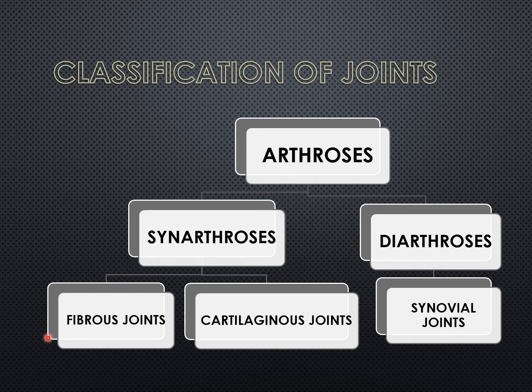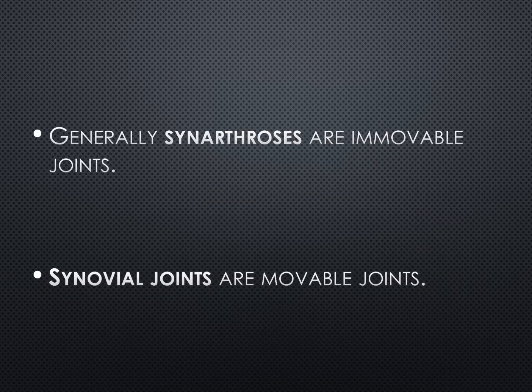So joints can be classified as synarthrosis and diarthrosis. Synarthrosis are joints where movement is not possible and diarthrosis are movable joints. So synarthrosis are further classified as fibrous joints and cartilaginous joints and diarthrosis are the synovial joints. So synarthrosis are generally immovable joints and synovial joints are the movable joints.